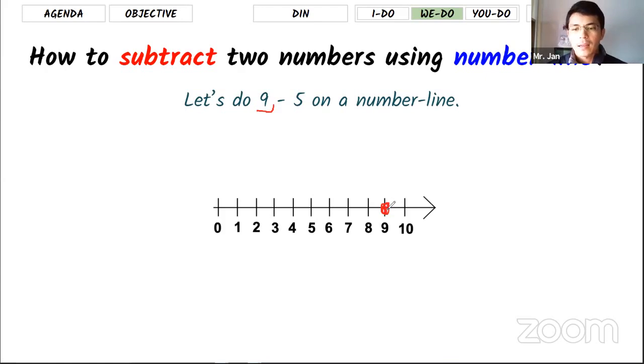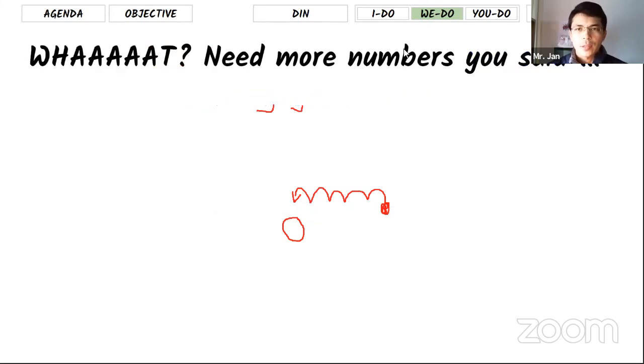Okay. And the second number's action is subtracting, which means you need to start moving to the left side. The second number is 5, so you need to move to the left, to the back, 5 steps. 3, 4, and 5. Your final destination will tell you the result of this problem. So it's going to become 4. Okay, this is how you subtract two numbers using a number line. All right, and we're going to do practice for this one.